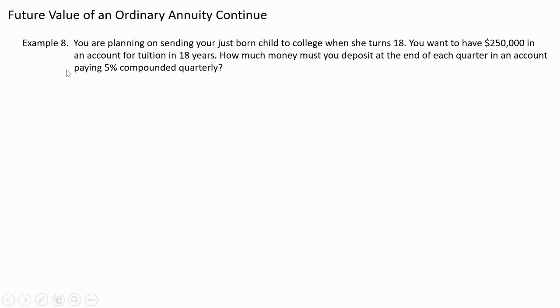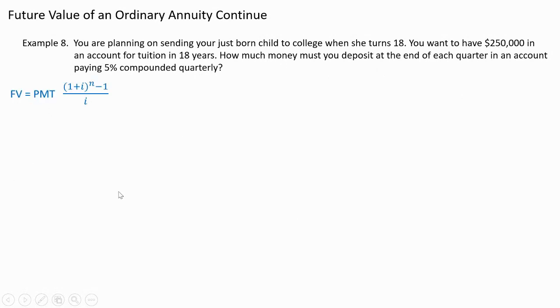Here we go. Oh, there's one about sending your kids to college. You are planning on sending your just born child to college when she turns 18. Say you had a girl. You want to have 250,000 in an account for tuition in 18 years, because tuition is growing, guys, and more likely in 18 years, it's going to be really expensive for college tuition. How much money must you deposit at the end of each quarter in an account paying 5% compounded quarterly? Okay, so here, guys, we want to get this much money in 18 years.